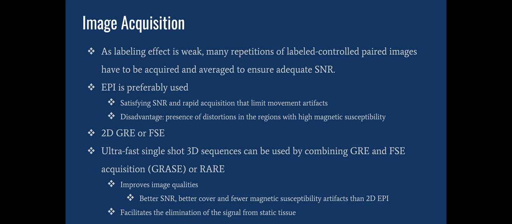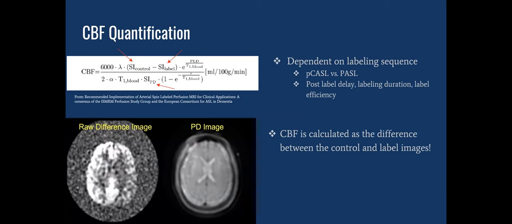And usually, 2D GRE or gradient echo or fast spin echo are used, but ultra fast single shot 3D sequences can be used by combining the gradient echo and fast spin echo acquisitions, or RARE can also be used to have improved image quality that has a better SNR, better coverage, and fewer magnetic susceptibility artifacts than the 2D EPI. It also facilitates the elimination of the signal from the static tissue.